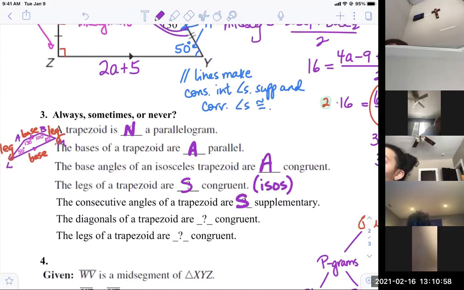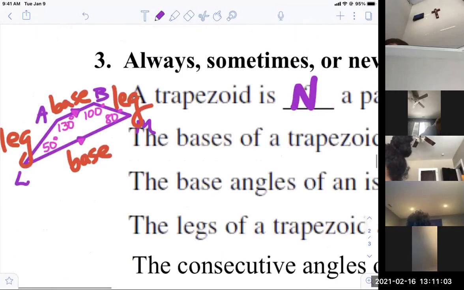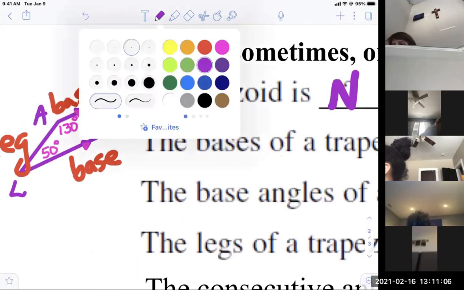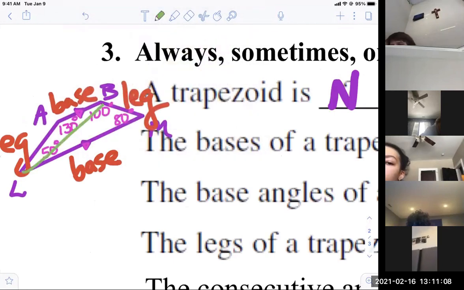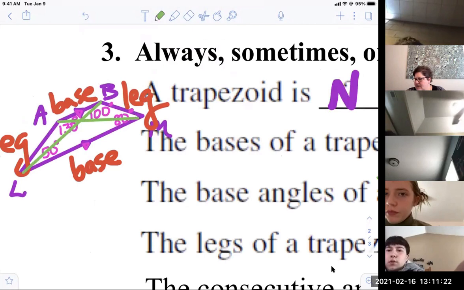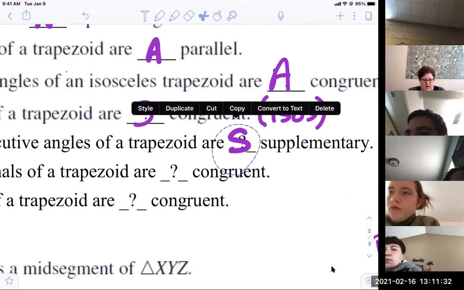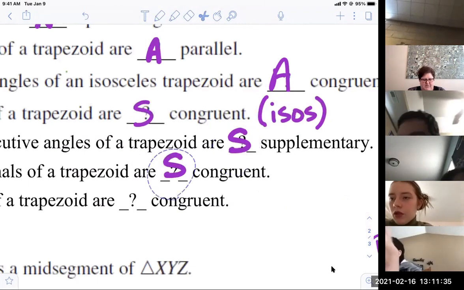Trapezoid. Diagonals of a trapezoid, always, sometimes, or never congruent. In general, are the diagonals of a trapezoid congruent? So if I draw in this diagonal and that diagonal, are they going to be congruent? No. In that trapezoid, they're not congruent. Can they sometimes be congruent? Yeah. That's only true in isosceles trapezoids. That's a sometimes, because it's a property for isosceles trapezoids, but not true about trapezoids in general.